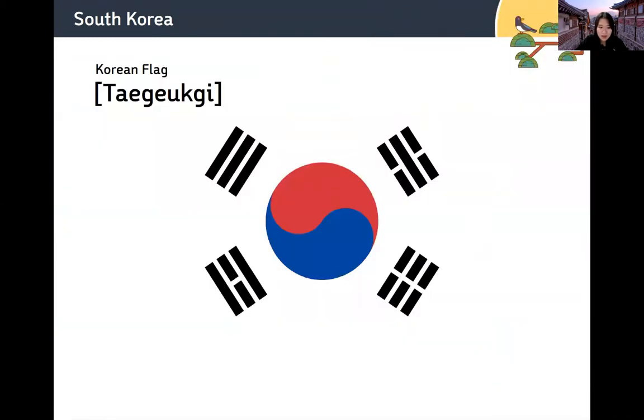Next thing is, this is the flag of South Korea, which is called taegukgi in Korean. Each element that makes up this flag has its own meaning. First, the white background means purity and peacefulness. It reflects the ethnicity of Korea in pursuit of peacefulness.